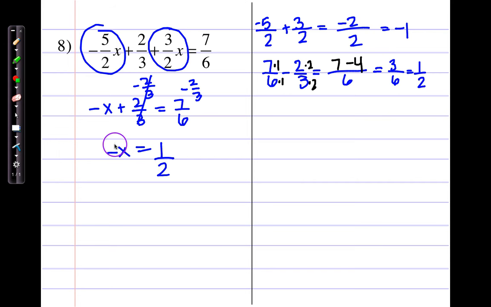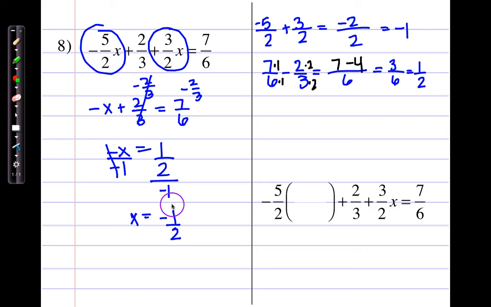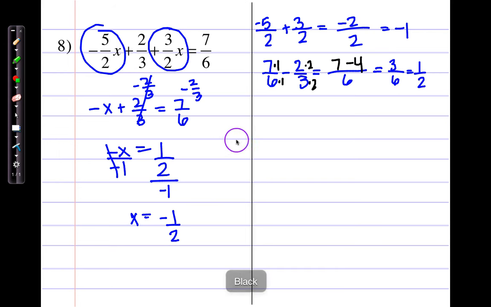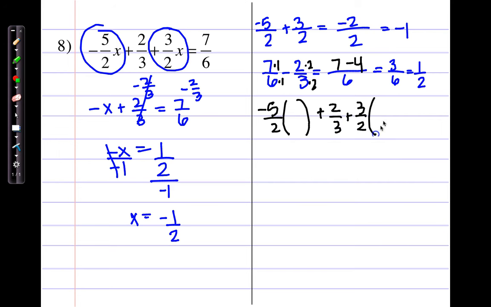However, we're not done. We have a negative to get rid of. So if I divide both by a negative 1, this is going to become x equals positive divided by negative is a negative 1/2. However, I'm not done. I need to plug it into my work. So I'm just going to go ahead and rewrite this problem. It's negative 5 halves, instead of x, I'm going to put parentheses, plus 2/3 plus 3 halves parentheses for x equals 7/6. Here, instead of the x, I'm replacing it with the negative 1/2 that I got as an answer.